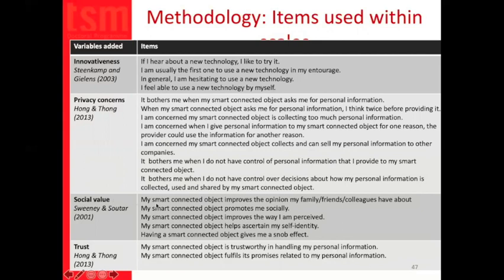Social value: the smart connected object improves the opinion my family has about me. It promotes me socially, improves the way I'm perceived, and helps assert my self-identity. So these are some items about social value. And trust: my smart connected object is trustworthy in handling my personal information, and it fulfills its promises related to my personal information. And so all these scales exist.